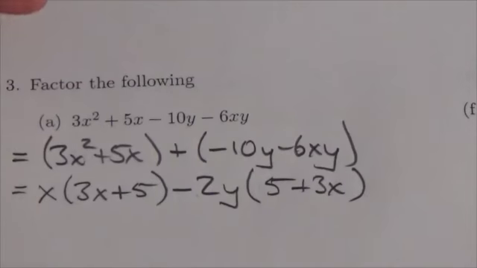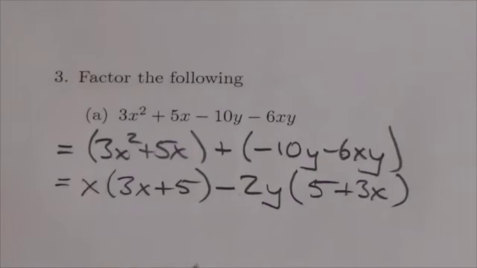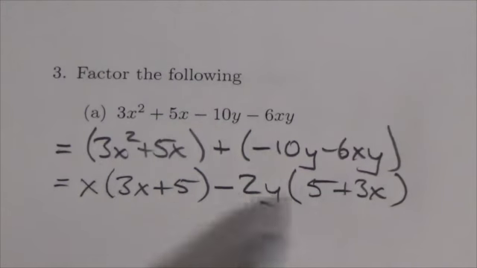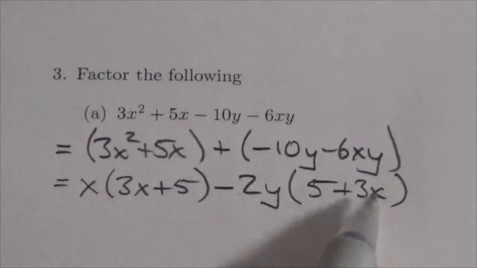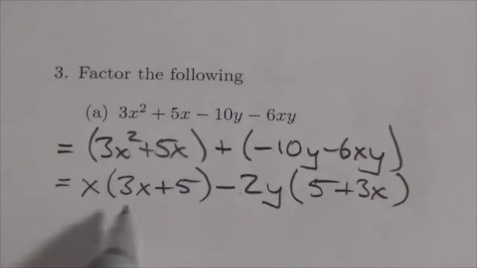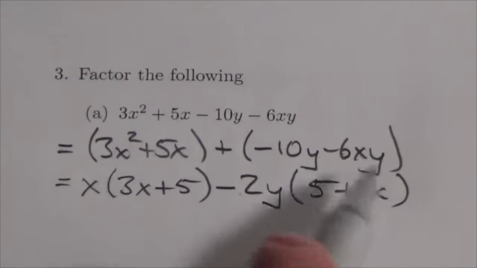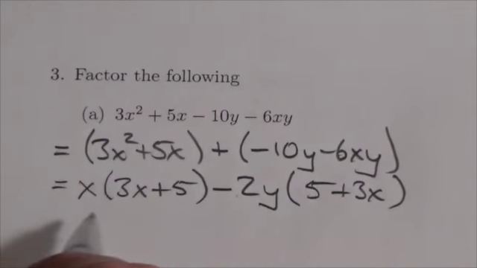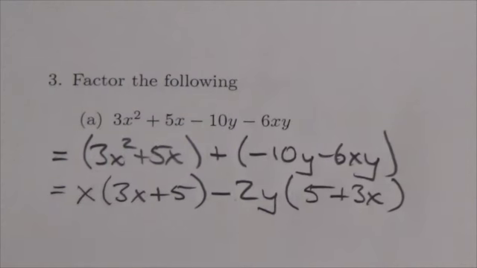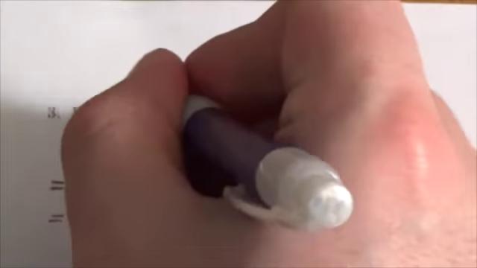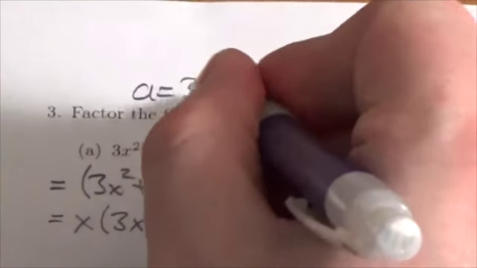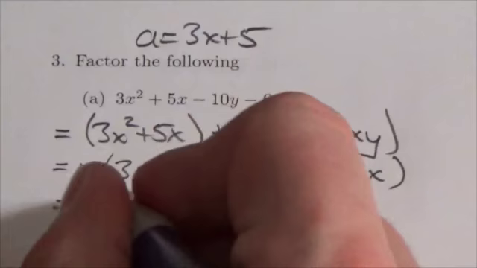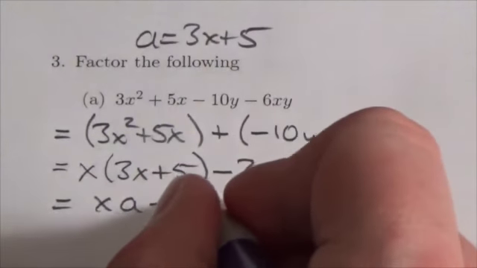If you're having a hard time seeing that, remember what we've done in the past: I've looked at this and said 3x plus 5. Now, you have to notice here that 3x plus 5 and 5 plus 3x, order does not matter for addition, so those are the same. So if you're having a hard time seeing what to do at this point, the reason you're having a hard time is because of those binomials. Just relabel it. Let's call 3x plus 5 'a'. So then this expression becomes x times a minus 2ya.